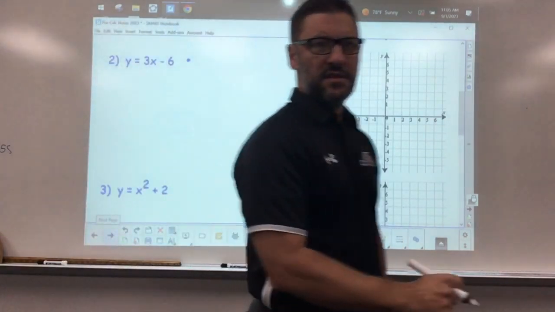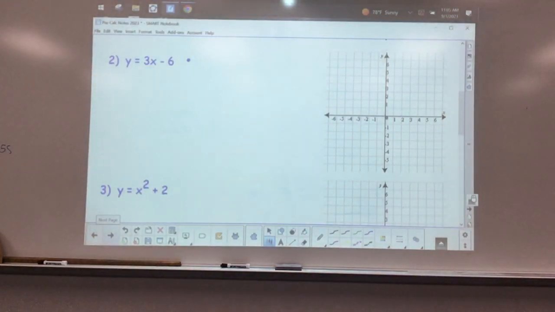And I want to see it. So down 6, up 3 over 1. Should be able to hopefully graph that one. Just graph y equals 3x minus 6. That is correct. We can graph a line. Good. Graph a line. Close. Hey, you can graph a line. Good.